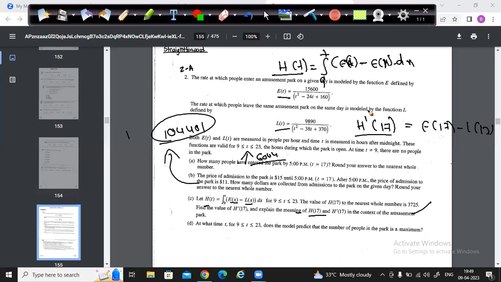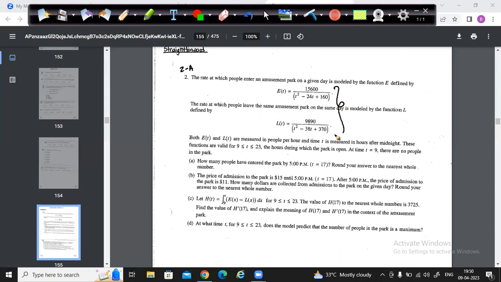At what time t, for 9 less than t less than 23, does the model predict the number of people in the park is a maximum? So you need to find the maximum, so find the critical point. H dash of t equals 0. What is H dash of t? E of t minus L of t. E of t minus L of t equals 0 means E of t equals L of t. So equate these two functions, use your calculators, and find the value of t.